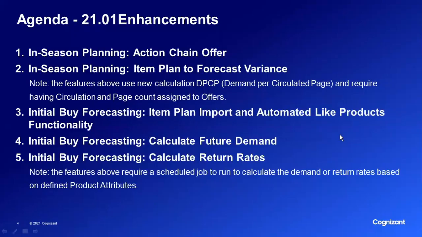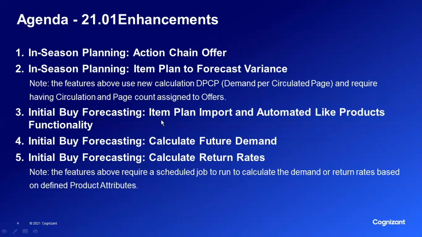Okay. All right, so moving on to our agenda for today. So we're going to be going through the key features within the 2101 release here, beginning with two features related to in-season planning. The first one will be the action chain offer setup, and the next one is the item plan to forecast variance. Specifically with this feature, and we're going to call this out throughout the session, there is a note: it does require a new calculation and specific data elements. So in terms of circulation and page count, that needs to be assigned to the offer for this calculation to work in this feature as well.